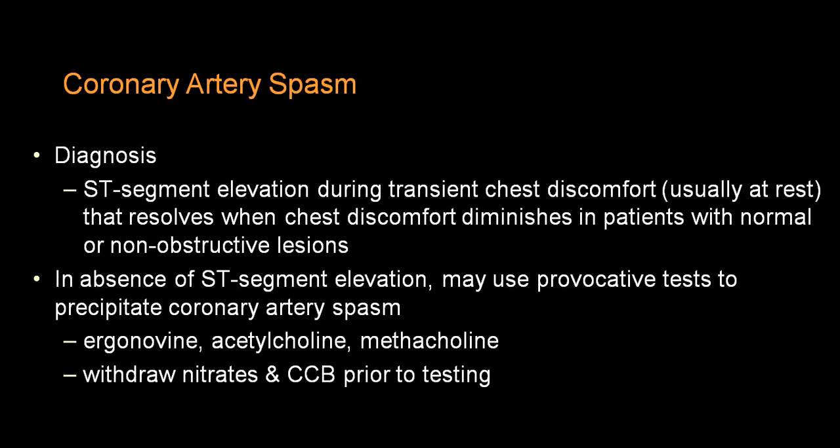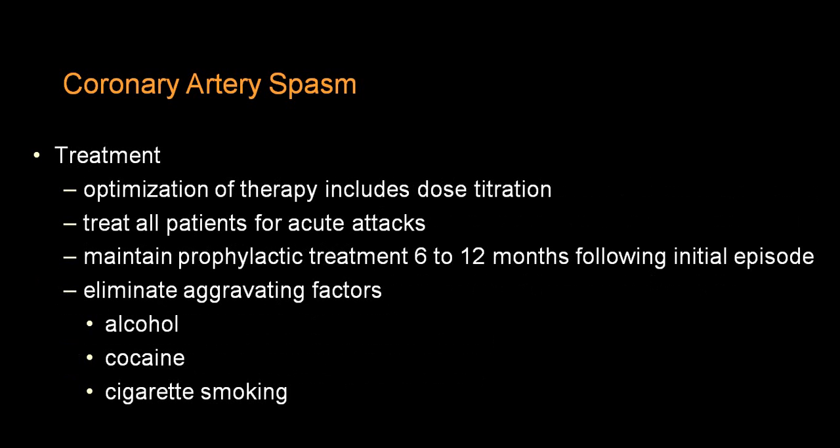You can demonstrate this by a provocative test called the ergonovine test, or by using methacholine or acetylcholine. Withdraw nitrate and CCB prior to doing this test. So you will be able to demonstrate coronary artery spasm producing ST segment elevation. If a person does not have ST segment elevation and you suspect coronary artery spasm, you can do this provocative test.